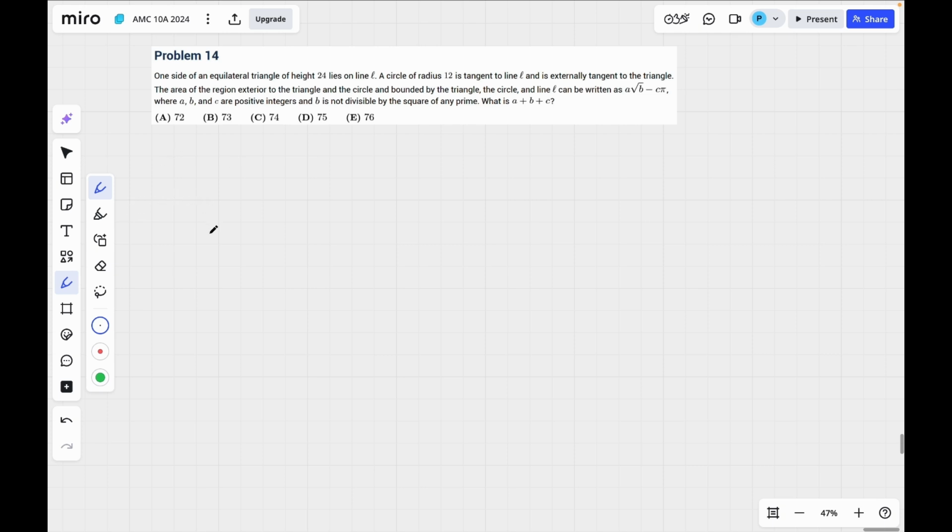So first off, let's start with a diagram. Diagrams are always really important for geometry questions.